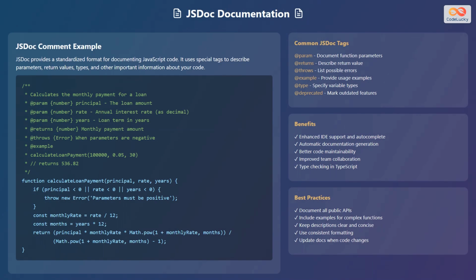Now let's move on to JSDoc. JSDoc is a standardized way to document your JavaScript code, making it easier to understand and use. It uses special tags within multi-line comments to provide detailed information about your functions, parameters, return values, and more. For example, the @param tag documents what parameters the function takes. The @returns tag explains what the function gives back. The @throws tag is used to list any errors that might happen, and the @example tag to show how it might be used.